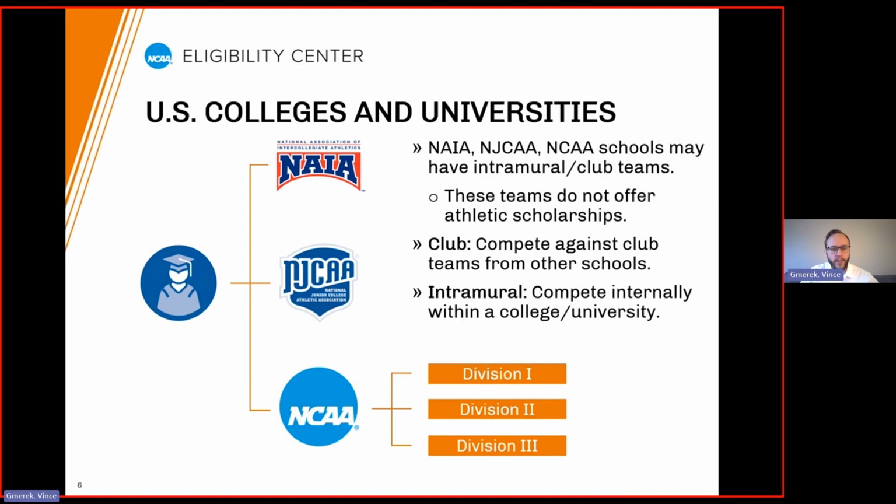It's also worth mentioning that while we're referring mostly today to NCAA sports and teams, there are other non-NCAA sports that are represented on most campuses across the United States. Oftentimes those will be referred to as club or intramural teams, whereas the collegiate teams that represent schools are not club or intramural. Those are the teams that actually represent the entire school.